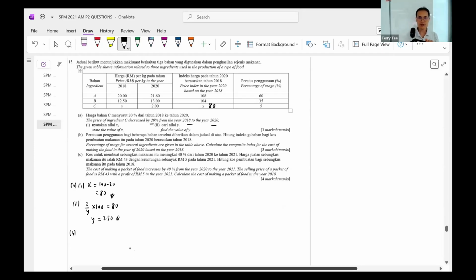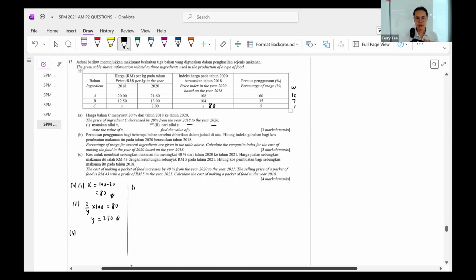The percentage of usage for several ingredients. Given a table, calculate the composite index for 2020 based on 2018. Here you're given percentages, right? Normally I like to simplify and find the weightage in the lowest terms. It's easier to calculate, but if you don't simplify, it's still okay. So I divide everything by 5. I get 12. Divide by 5, I get 7. Divide by 5, I get 1.